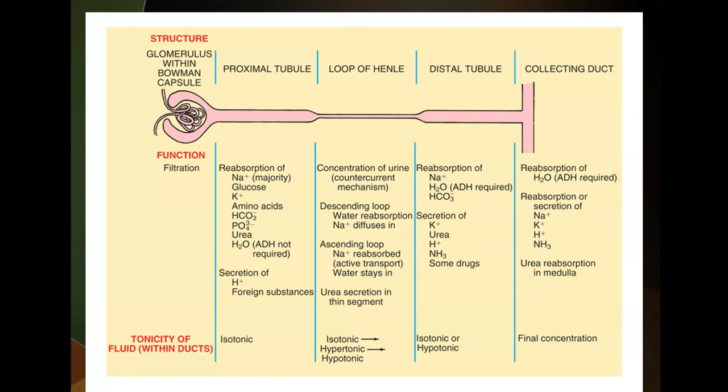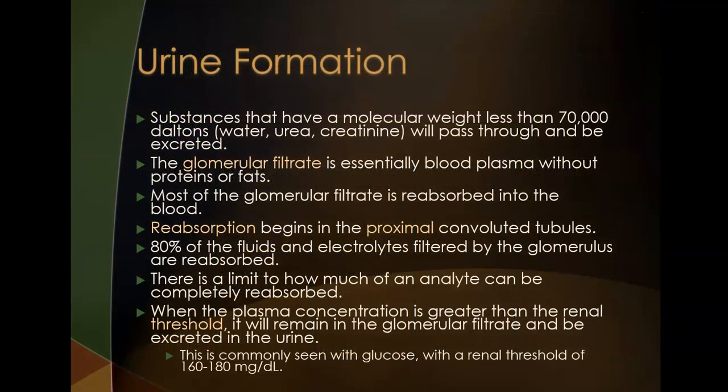And the final concentration happens in the collecting duct. You have a final reabsorption of water, but ADH is required for that. And then reabsorption or secretion of sodium, potassium, hydrogen ions, and ammonia, and urea absorption in the medulla. So that gives you kind of a snapshot here of where things happen. Okay, so basically, urine is formed in this way.